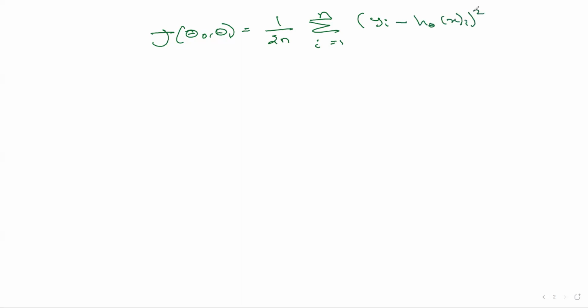So let's calculate the error. J of theta 0 and theta 1 is equal to 1 by 2n, the sum from i equal to 1 till n of h theta of x of i minus y i, whole square. Okay, so this is the formula of the cost function.